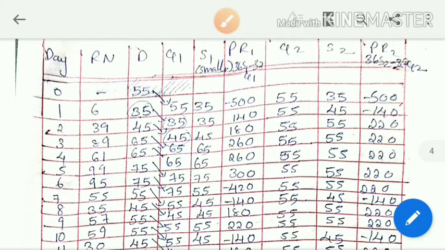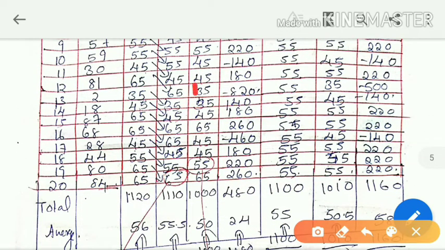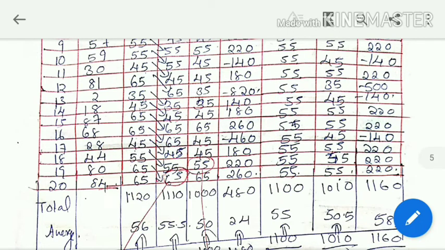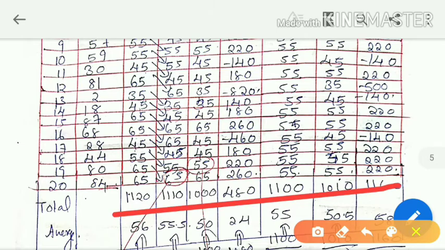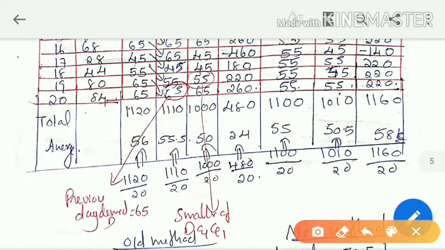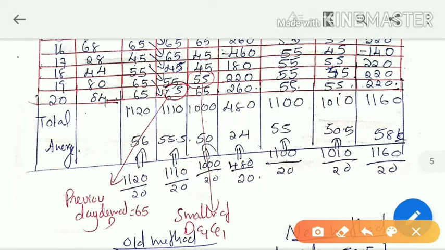Now we have to find PR2 as 36 S2 minus 32 Q2. After finding this, we have to add the whole columns downward like this. So we get these values. After that, we have to find the average. To find the average, we have to divide 1120 by 20. We are simulating for 20 days. So we get the values as 56, 55.5, 50, 24, 55, 50.5, 58.